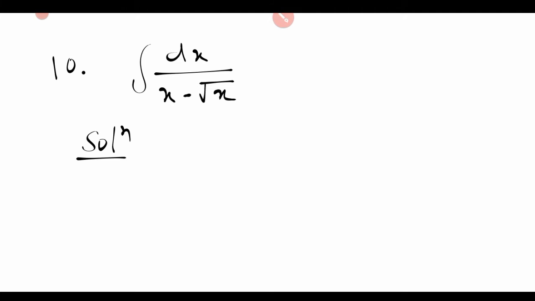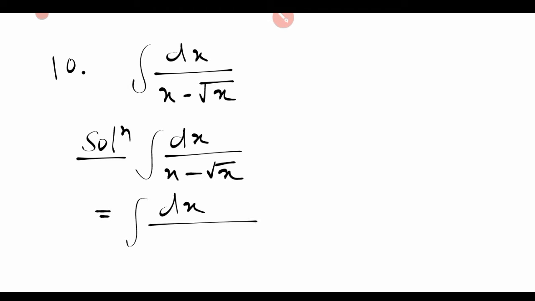In question number 10, we are given: evaluate the integration of dx divided by x minus root over x. Now let's solve it. Look at the solution. Here the given integration is dx divided by x minus root over x. From here we have dx. In the denominator we take common root over x. On taking common root over x we have root over x whole into root x minus 1.